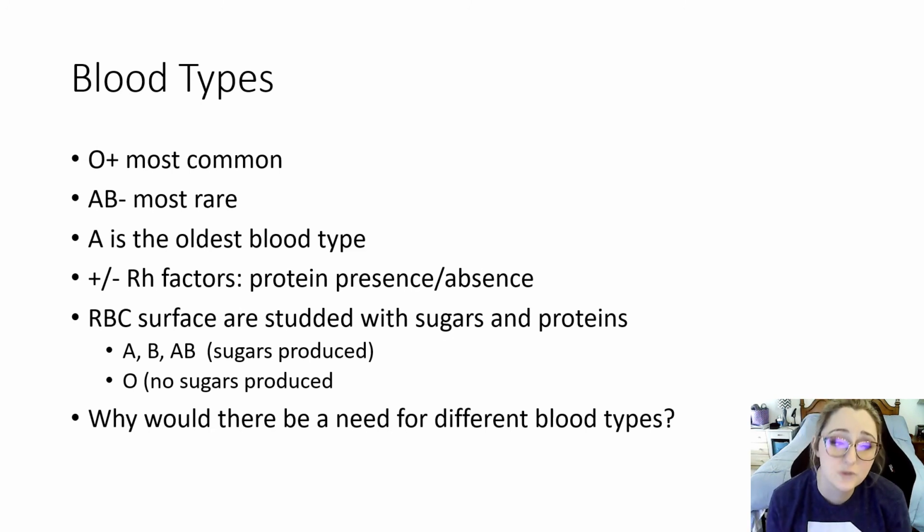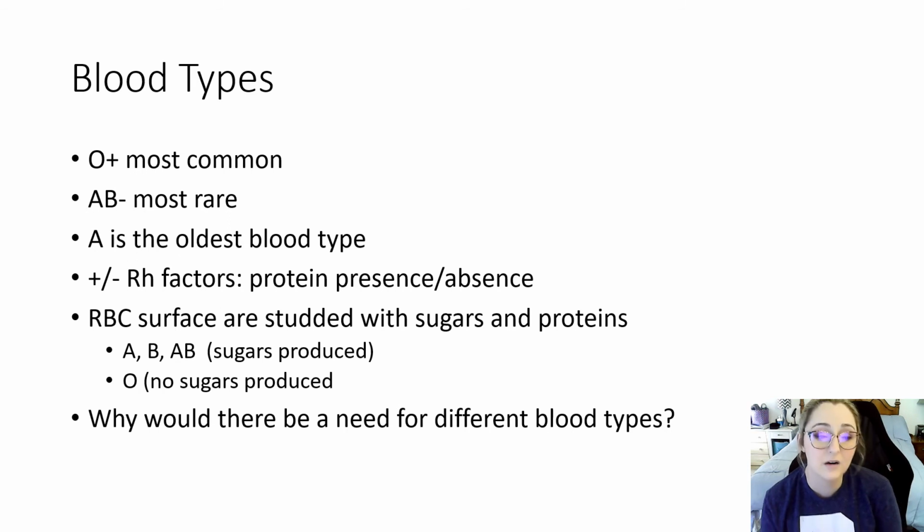So speaking of transplants, let's talk about blood types and why they're important. The most common blood type is O positive. The most rare blood type is AB negative. And the oldest blood type is A. When we talk about Rh factors, we're talking about whether or not there's a positive or negative going with your blood type. The blood types that we are going to talk about are A, B, AB, and O.